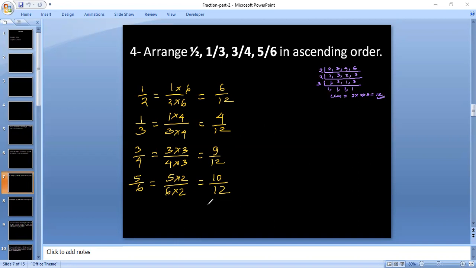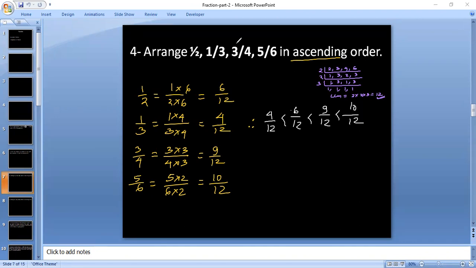It is very simple to determine which fraction is smaller or greater. Here the question asks you to write in ascending order, that means smaller to greater. So here the smallest numerator is 4, then 6, then 9, then 10. So you should write, hence, 4/12 is less than 6/12 is less than 9/12 is less than 10/12.